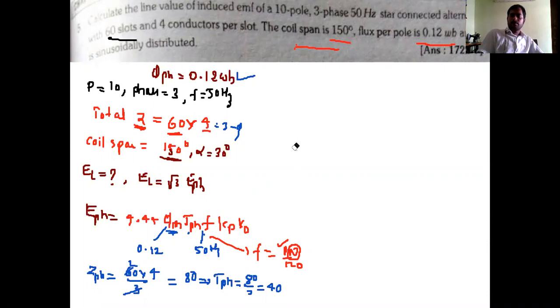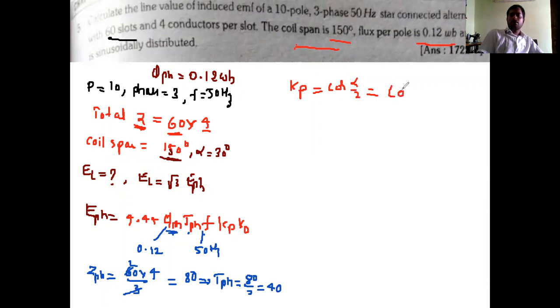So for a clear, visible clearance, and I'm erasing. So we need to find Kp and Kd. Kp is equal to cos alpha by 2, where alpha is 30 degrees. So 30 by 2, which is equal to cos 15 degrees. Now cos 15 degrees is approximately 0.96.